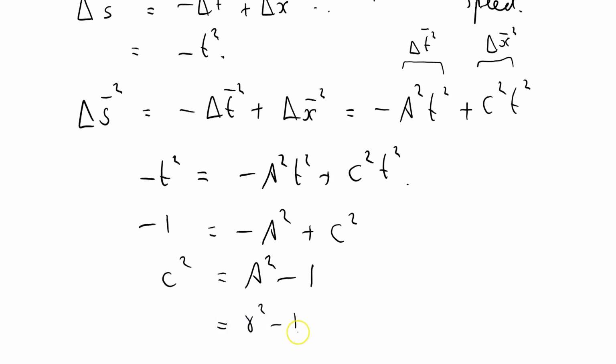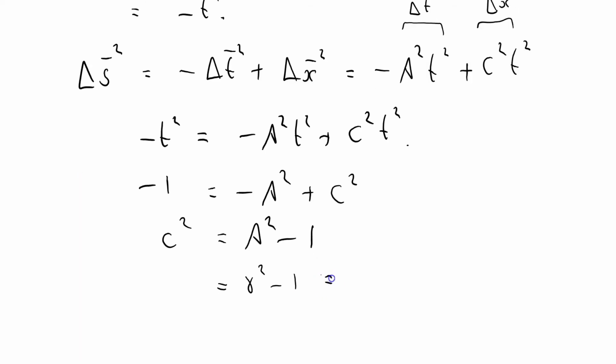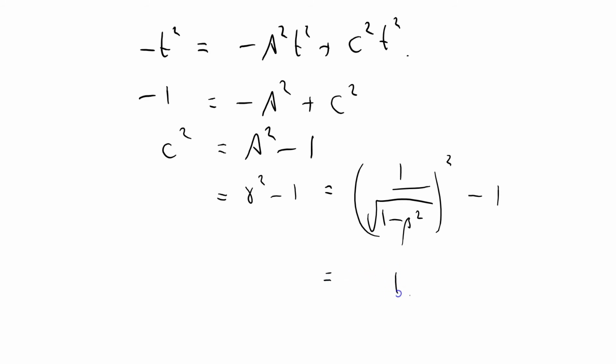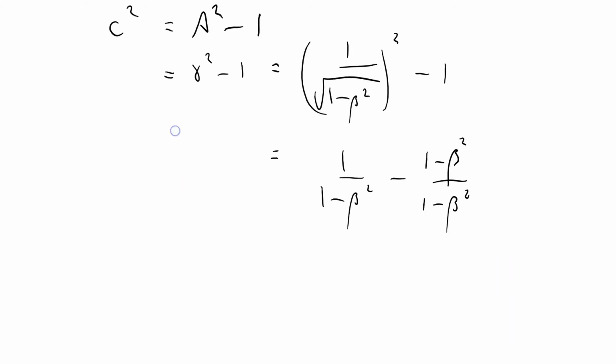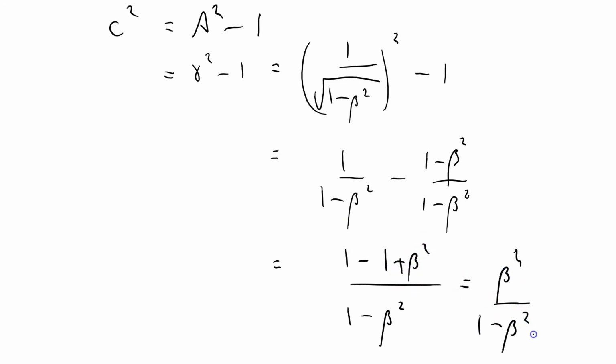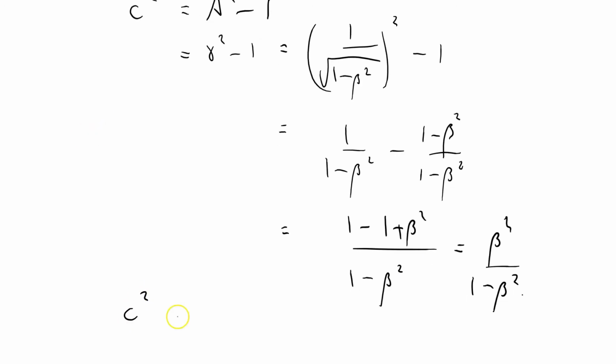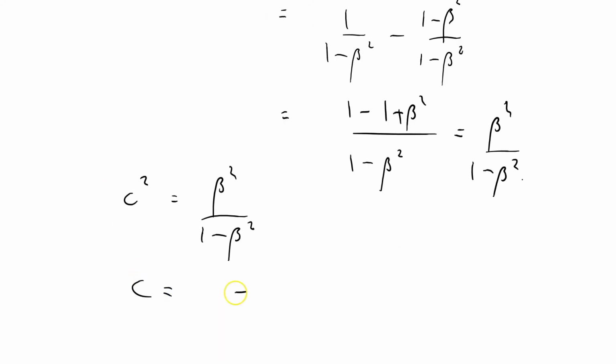Equals gamma squared minus 1. This is typical relativity, because it gets awfully messy. 1 over root 1 minus beta squared, all squared, minus 1, just expanding for gamma. 1 over 1 minus beta squared, minus 1 minus beta squared over 1 minus beta squared, equals 1 minus 1 plus beta squared over 1 minus beta squared. So that tells me that C squared equals beta squared over 1 minus beta squared. See, it's messy. And so C equals plus or minus beta over root 1 minus beta squared, equals plus or minus beta gamma.